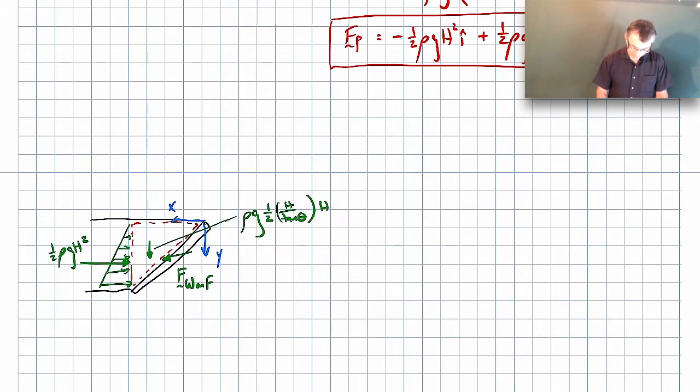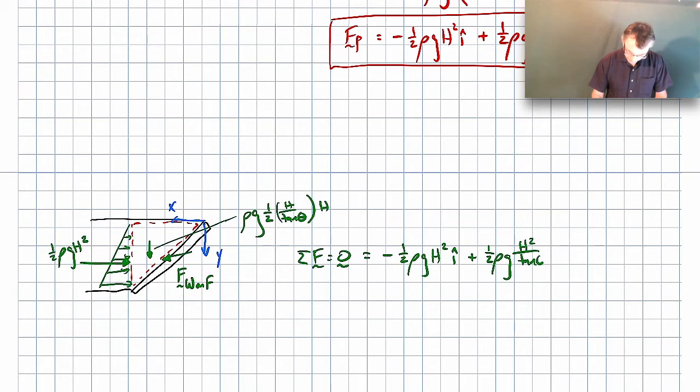Now if I sum the forces and set it equal to 0, just doing a force balance on that triangular piece of fluid, in the x direction I'll have a minus 1/2 rho g h squared i hat. That's this force, the resultant force here, in the minus x direction. Then we have the weight in the y direction, so that's in the positive y direction. So that'll be a 1/2 rho g h squared over tangent theta, j hat.